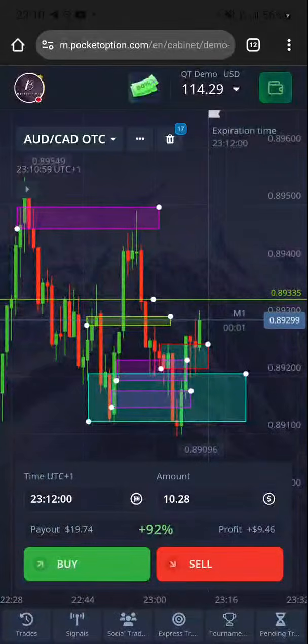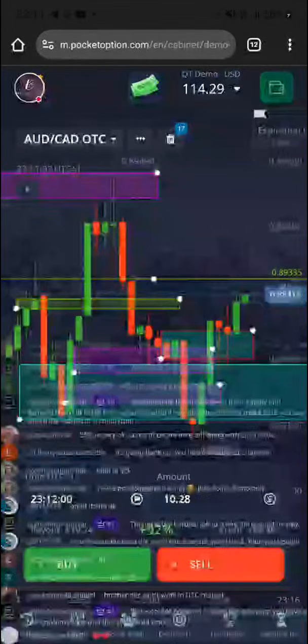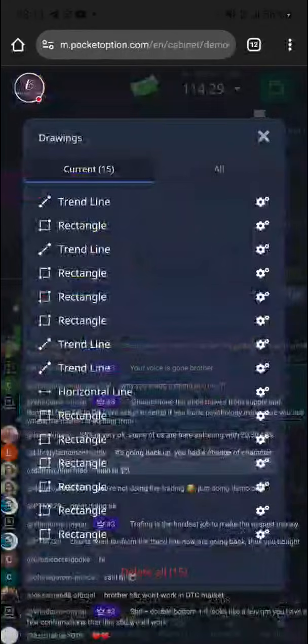Look at that. We have a double bottom. Anytime you have a double bottom like this in the market, it is telling all the buyers to come and buy.